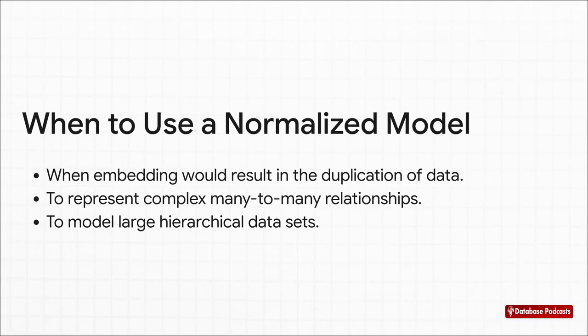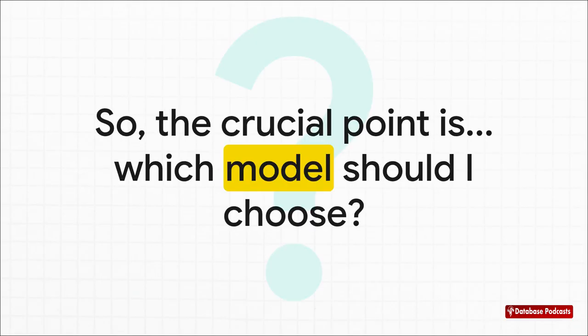So, when is this the right call? First up, to kill that data duplication we were just talking about. If one publisher has thousands of books, you only want to store their info in one place, right? This model is also perfect for tricky many-to-many relationships, and for modeling big hierarchical datasets where embedding would just create these giant clunky documents that are impossible to manage. Okay, so this brings us to the million-dollar question, right? We've got these two really powerful but really different models. One is super fast for reads and great for self-contained data. The other stops duplication and is awesome for complex relationships. How on earth do you decide which one is right for your project?